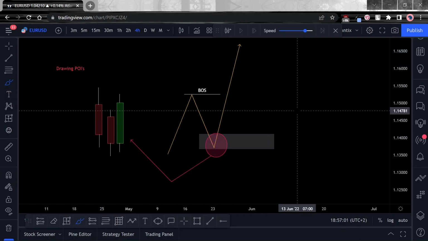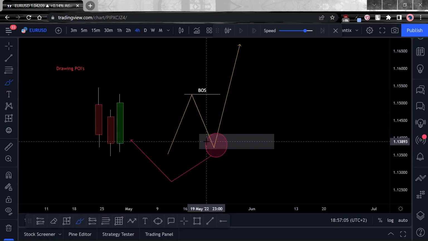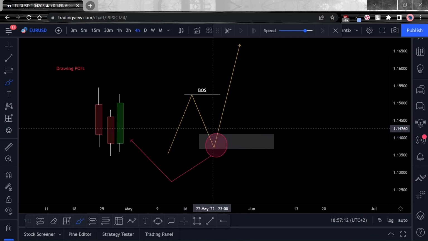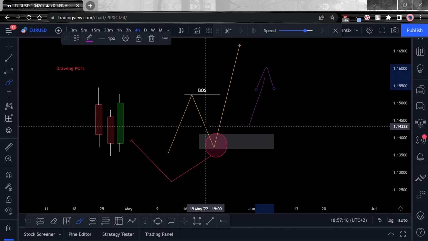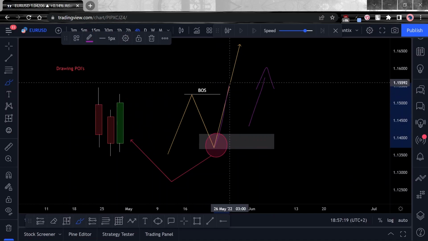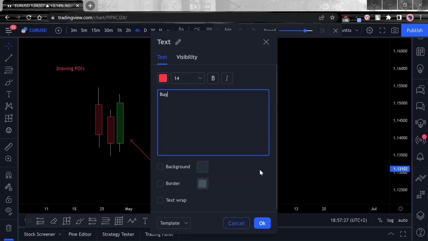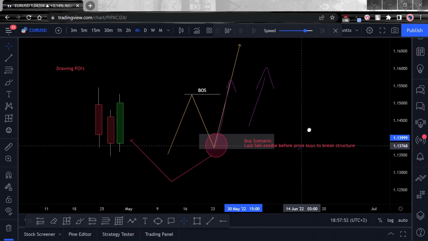All right, so how we draw a point of interest is, normally we are looking for an area where we've got the last, in the case of an uptrend, we're looking for the last sell candle before the buying momentum steps in to break structure. All right, so let's put that in text. Let's say buy scenario. We're looking for the last sell candle before price buys to break structure.